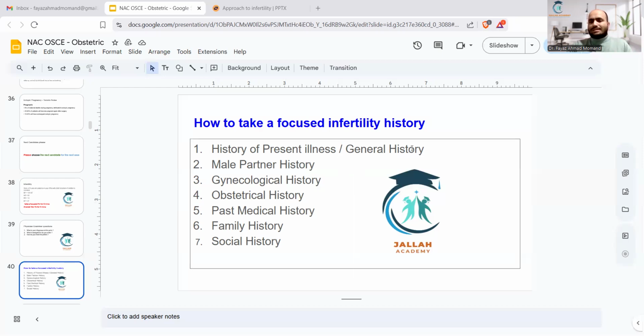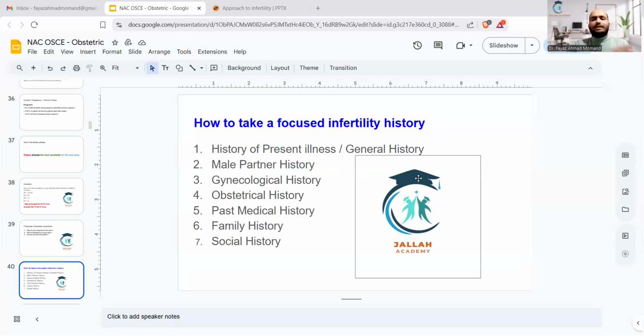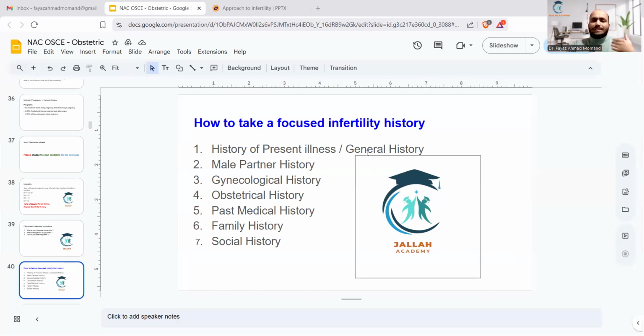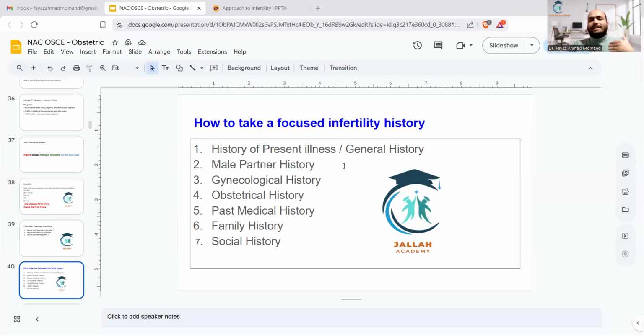Ask about common causes of infertility, ask about acne, weight gain, galactorrhea. This will narrow down our diagnosis to very simple or few investigations, and we would be able to have an answer for the patient. Once you ask the patient about their health history and symptom review, go to the partner's history, or male partner's history.